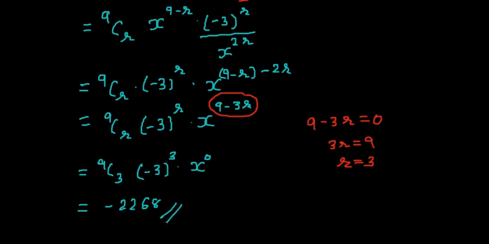In a given binomial they can ask the question in different ways. First is find the constant term, or they can ask find the term independent of x, or they can ask find the coefficient of x raised to 0. All three are the same thing.